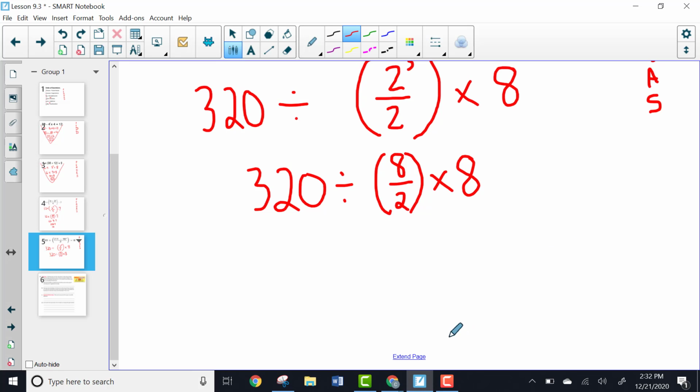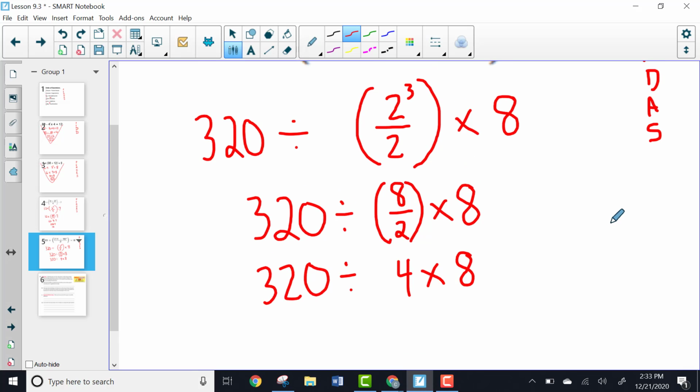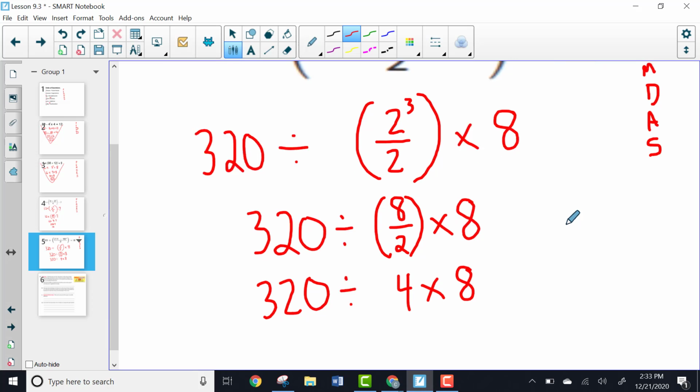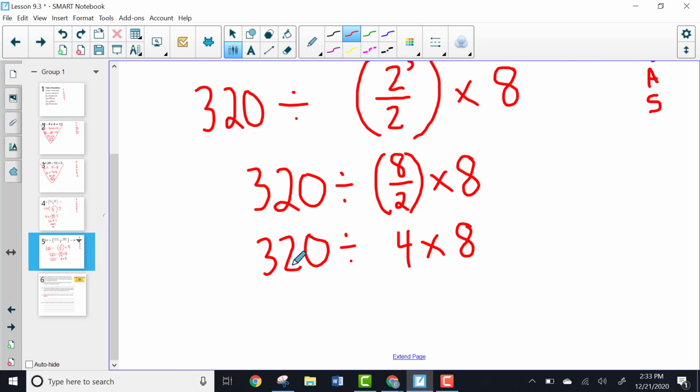Okay, I'm thinking of please excuse my dear Aunt Sally. I have parentheses, 8 divided by 2 is 4. And now I'm going to do 320 divided by 4 times 8. Now understand, please excuse my dear Aunt Sally, it's multiplication or division, whichever one comes first in order from left to right. So we're going to do 320 divided by 4 because division is coming first. So 320 divided by 4 is going to give me 80.